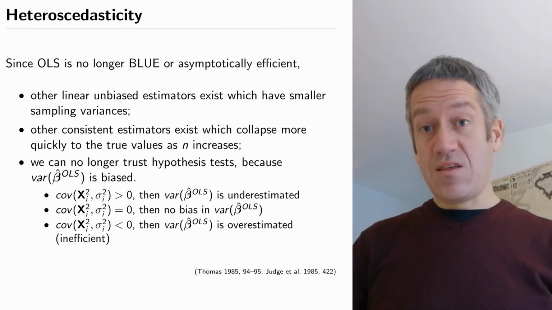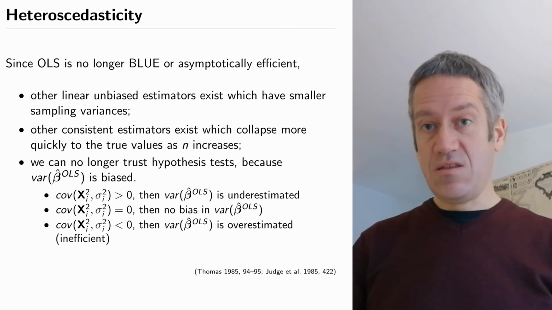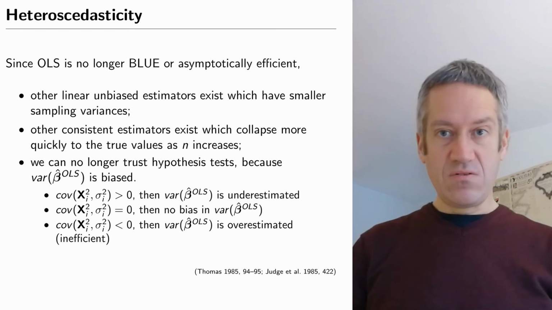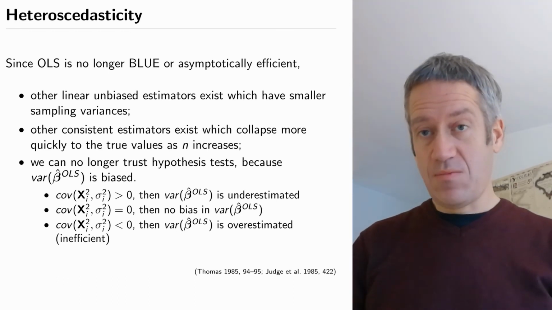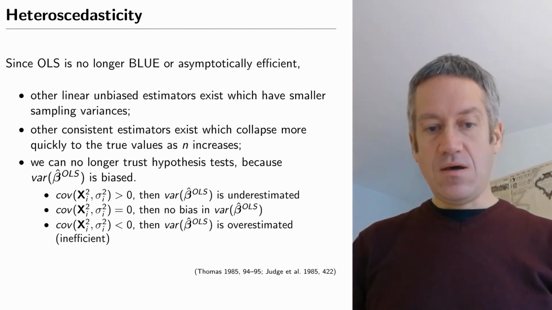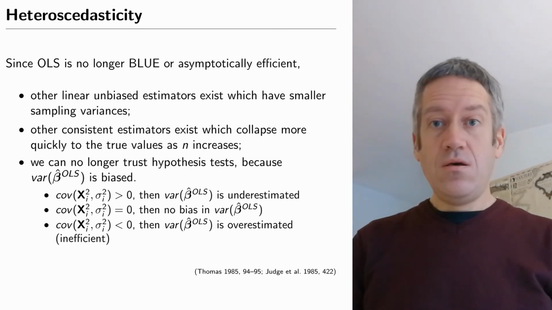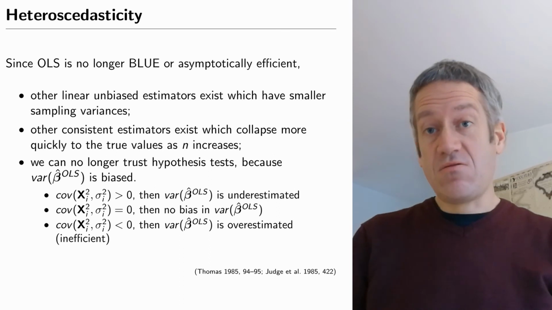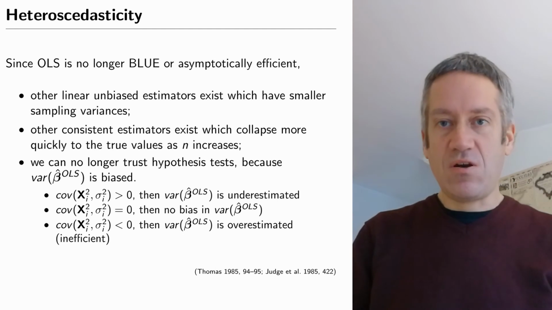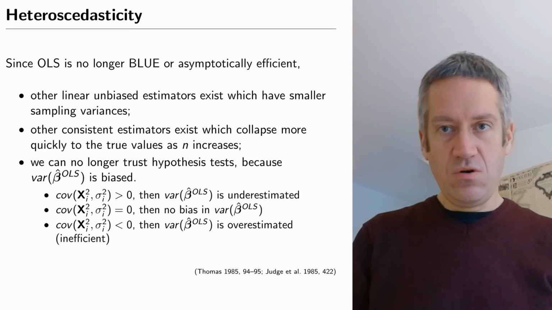If OLS is not BLUE and is not asymptotically efficient, it means that other estimators might exist that are better than OLS at estimating this data, that might have smaller sampling variances. They might come up with the same or similar beta estimates, but give smaller standard errors. Or there might be estimators that are similarly consistent, but converge faster, meaning that you need a smaller sample size to get good estimates. It might converge quicker with a smaller increase in the sample size to a good estimate.